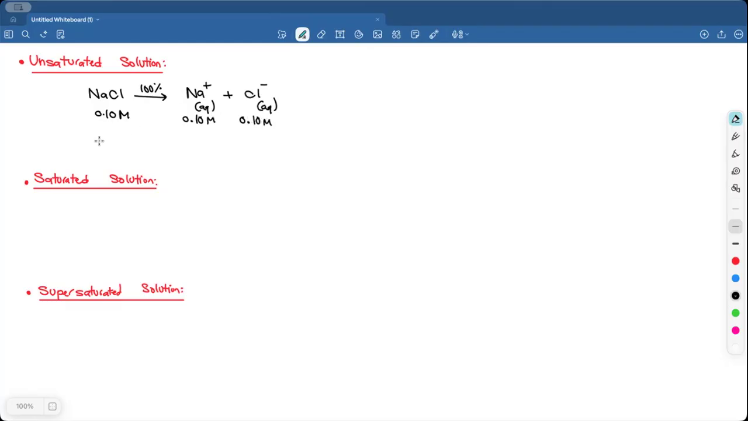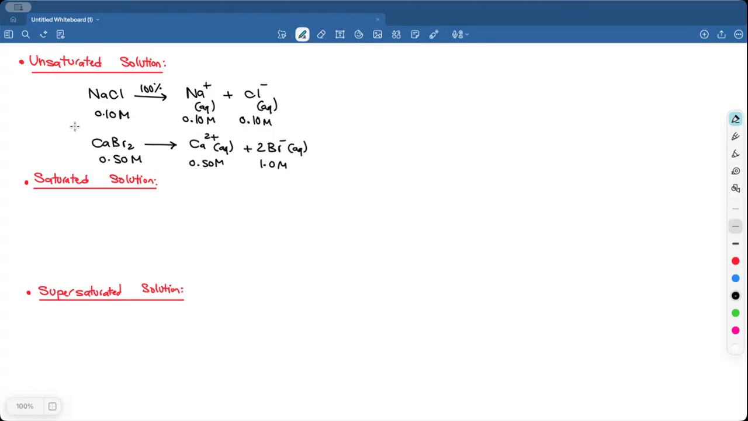which is a 1-to-1 ratio. Or let's say we have an unsaturated solution of CaBr2, for example. When you dissolve CaBr2 in water, it dissociates into Ca2 plus ion and 2 times Br minus ion. So you get 2 Br minus for every calcium 2 plus. If the concentration of CaBr2 is 0.5 molar, then calcium would be 0.5 molar, but Br would be double that because of the 2-to-1 ratio between Br minus and CaBr2. So it would be 1 molar.